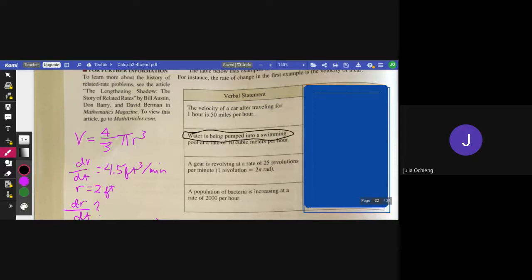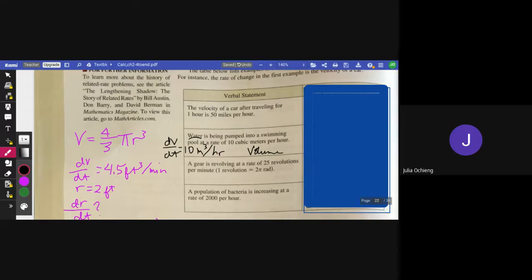For example, the water is being pumped into a swimming pool at a rate, they're giving you that this is the derivative, of 10 cubic meters per hour. So cubic meters tells me it's the change of volume, so dV over dt equals 10 meters cubed per hour. And so we're looking for some sort of formula for volume. They did not tell us what the shape of the swimming pool was, so we can't actually figure out what that formula is yet. But again, this is just an exercise.